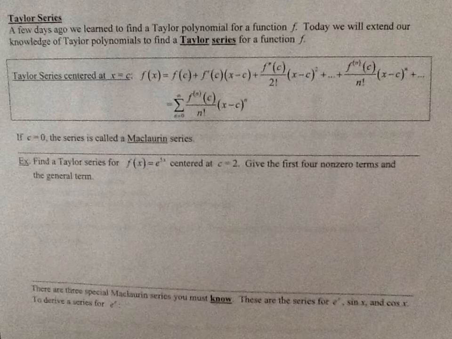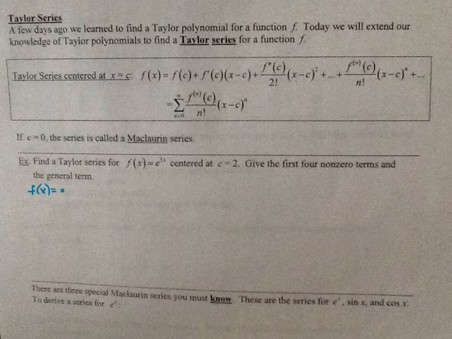Alright, so example 1, we'll just go through a couple examples. Find a Taylor series for e to the 5x centered at c equals 2. Give the first 4 non-zero terms and the general term, which would mean that we would have to find f of x, f prime, f double prime, the third derivative, and plug in 2. So let's go ahead and do that.